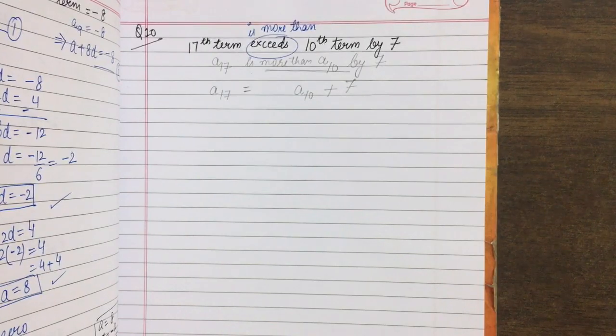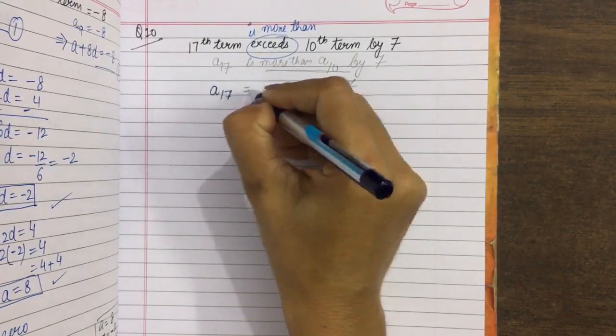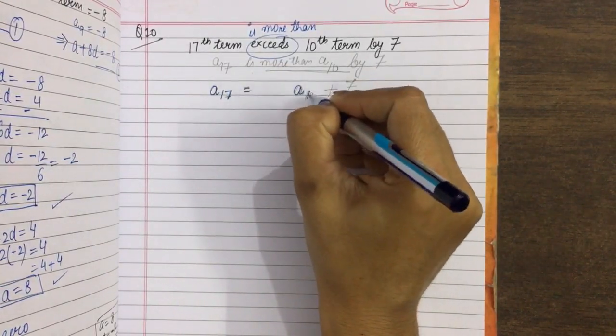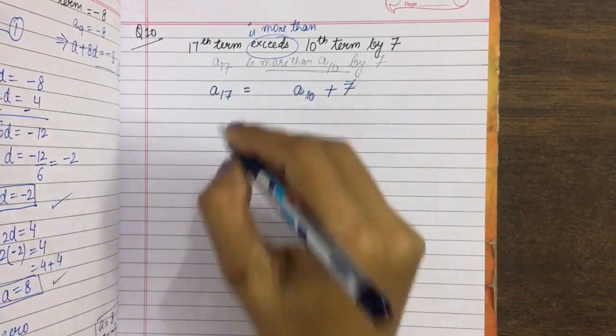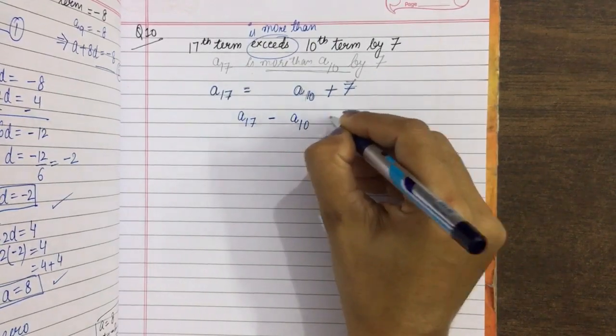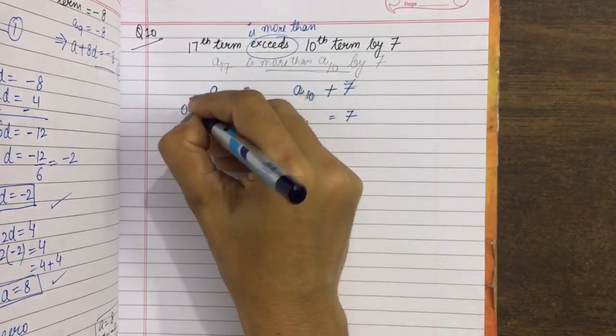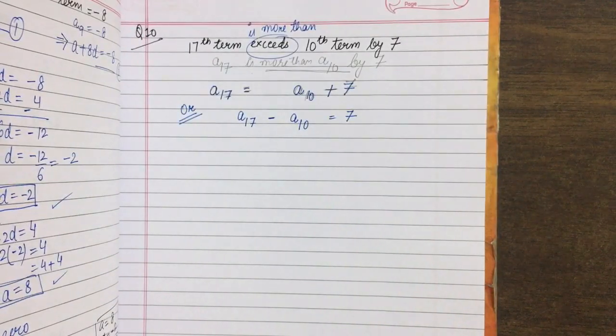Using this, we will form an equation. Now I will just write this as A17 equals A10 plus 7. Now you could also write it in this way, that 17th term minus A10 is 7. These are the two ways in which you can make an equation from the given statement.